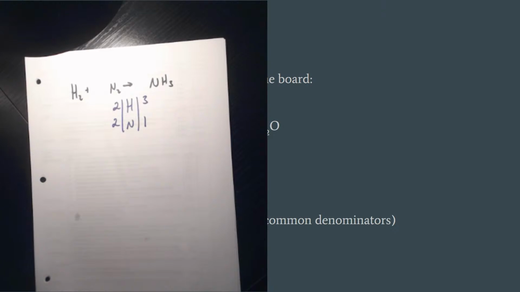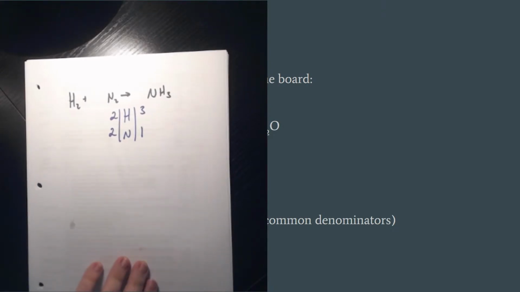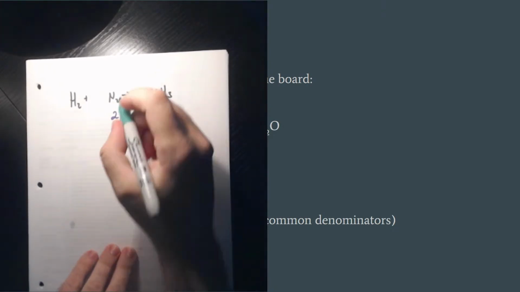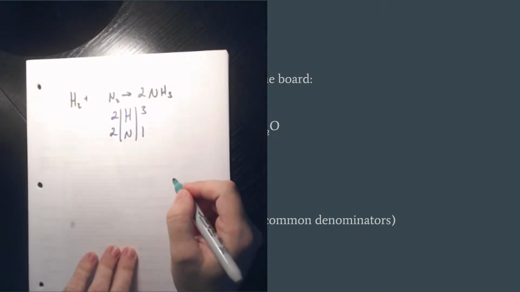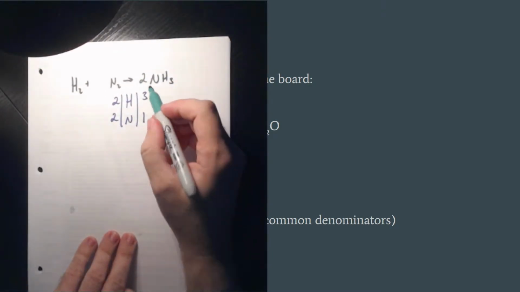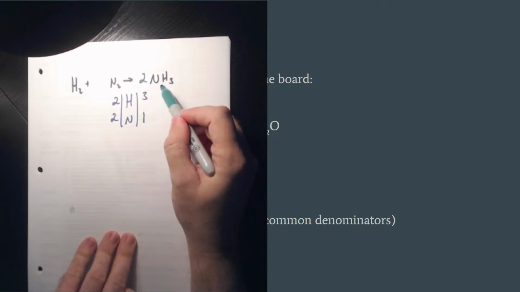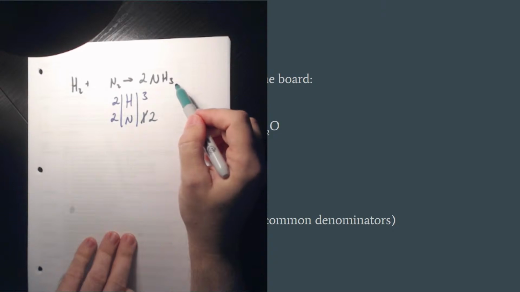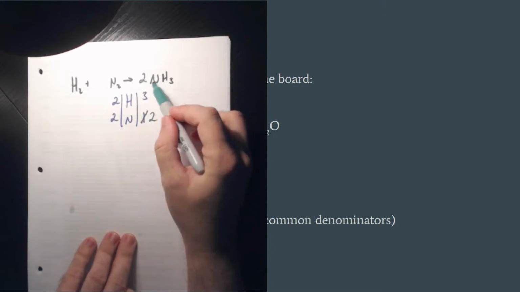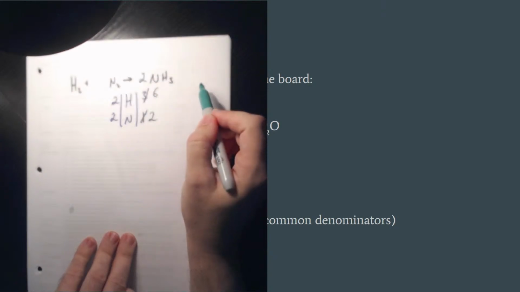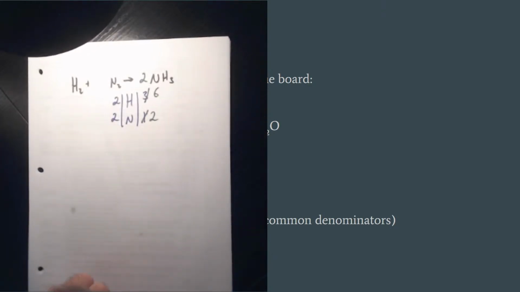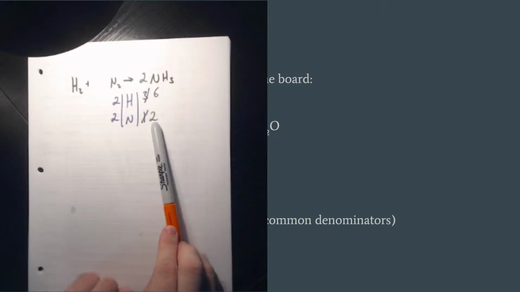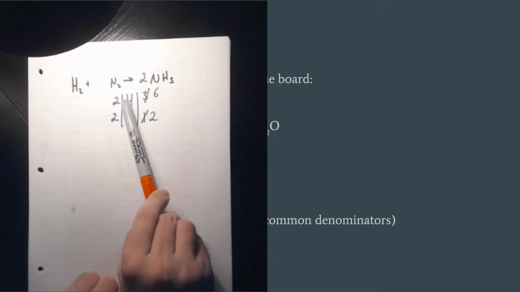So the first thing I'm going to do is put a 2 in front of ammonia. That 2 will double the number of nitrogens, bringing it to 2. It will also double the number of hydrogens, because we have 2 molecules of ammonia now. So that brings this up to 6. Now we see that our nitrogens are balanced, but our hydrogens are not.